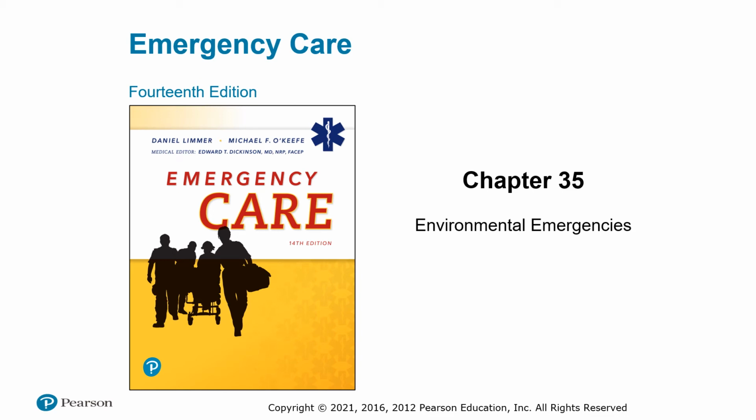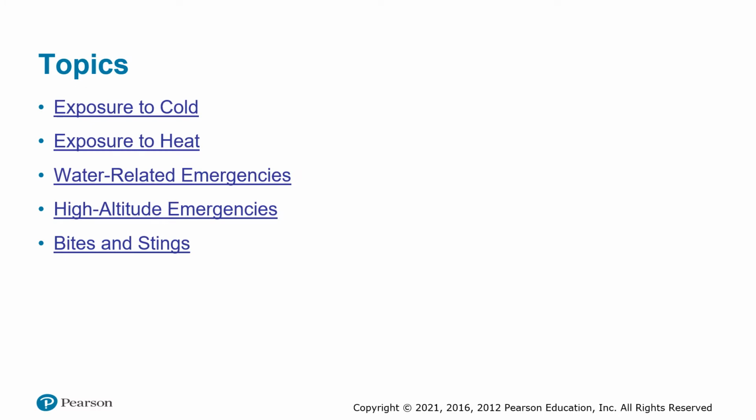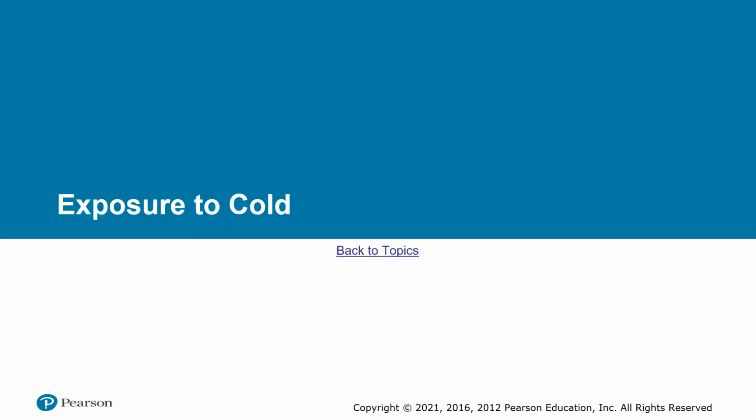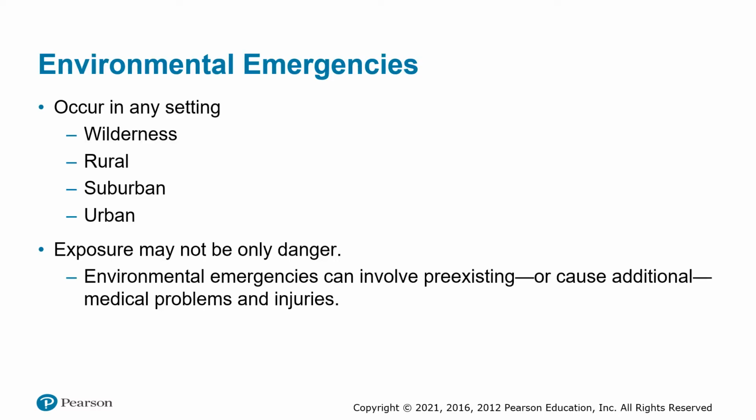Welcome to Chapter 35, Environmental Emergencies. So let's look at exposure. This can happen in any setting, really, wilderness or rural, suburban, urban. And exposure may not be the only danger. It can involve pre-existing or cause additional medical problems and injuries.